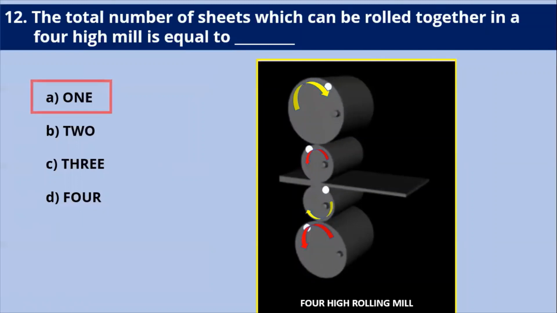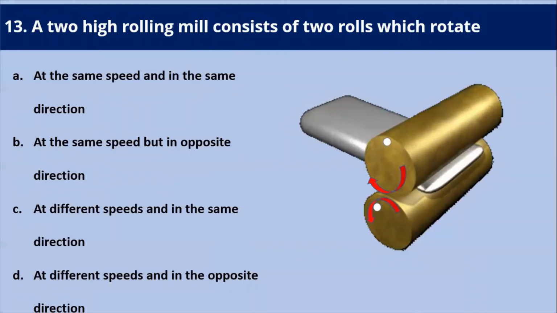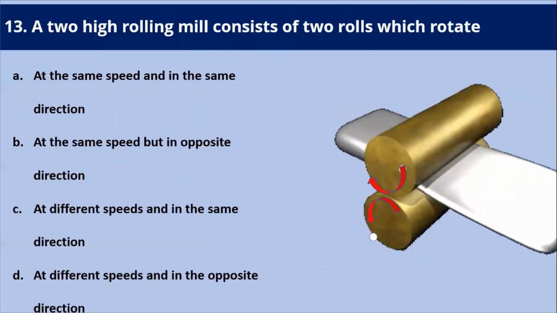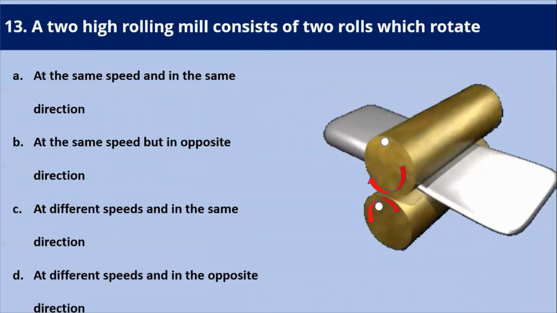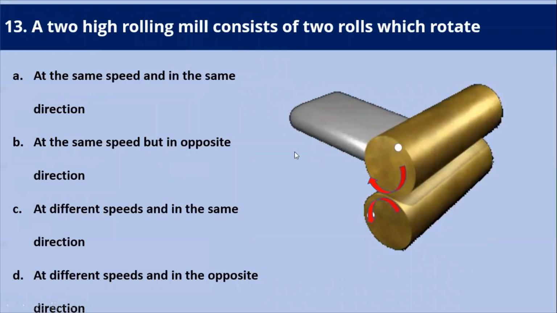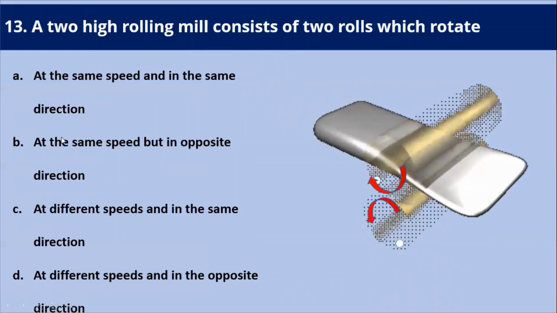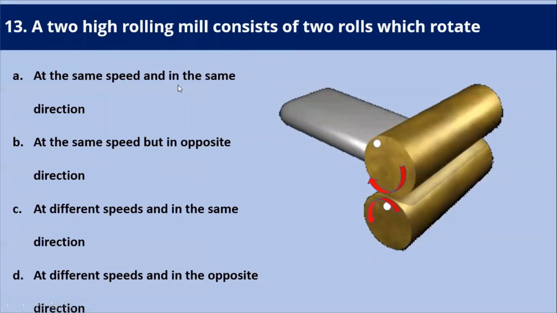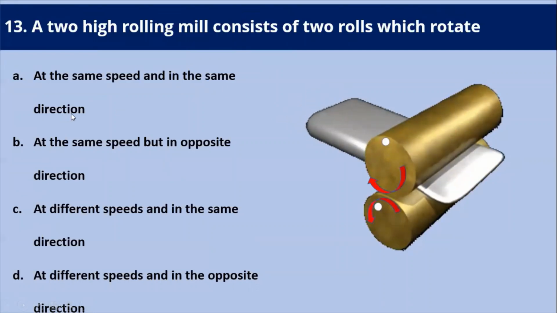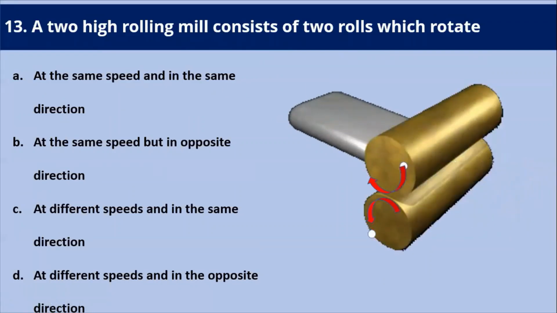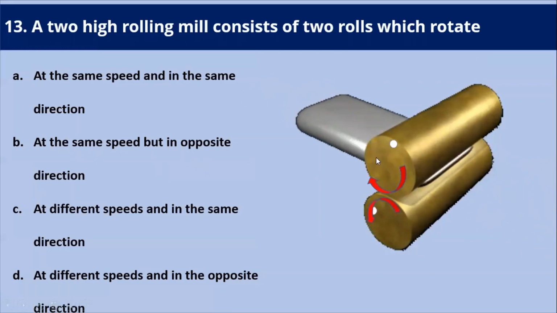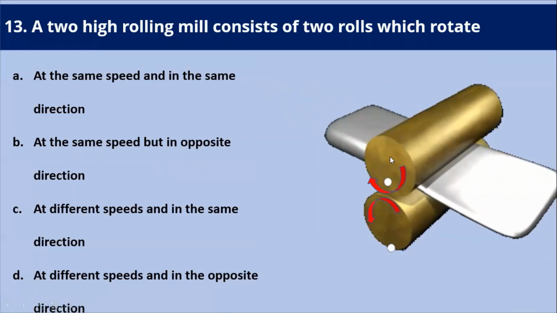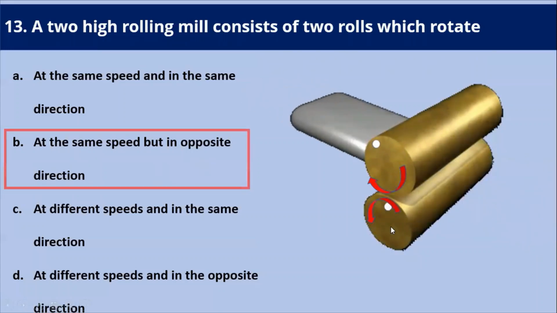Next question. A two high rolling mill consists of two rolls which rotate, and from the diagram we have to choose the correct one. First option: at the same speed and in the same direction. Second: at the same speed but in the opposite direction. Can you see in this diagram the speed is the same, but the rollers are rotating in the opposite direction? Actually, your answer is B.